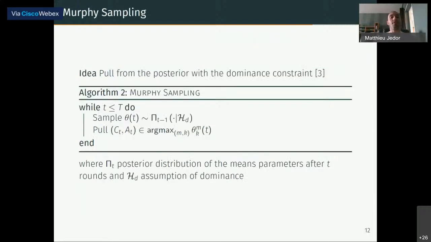So the second algorithm is based on the Bayesian principle. So it is similar to Thompson sampling, except in this algorithm, which we call Murphy sampling, we do the sampling with respect to the assumption of dominance. So in practice, we do that by rejection sampling. So we sample from each arm until our assumption of dominance is satisfied. And for this algorithm, we do not prove any upper bounds. So it is future work.